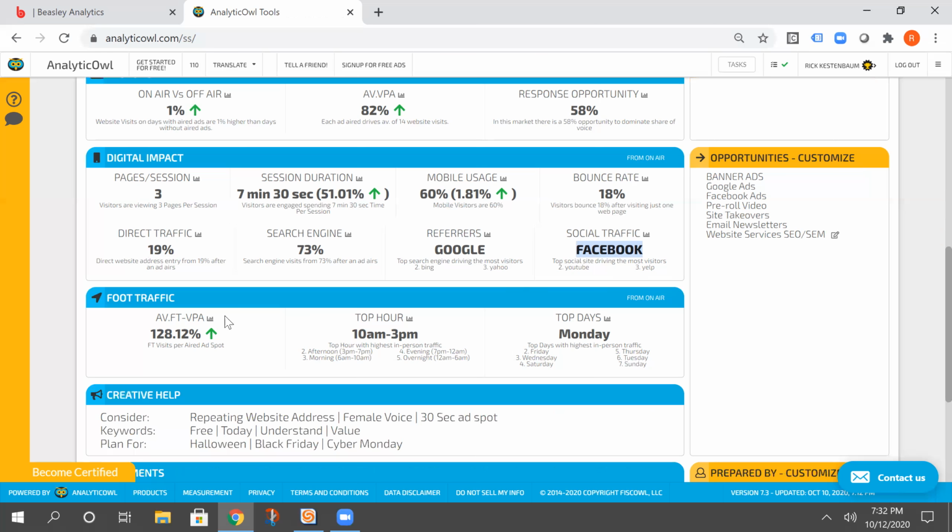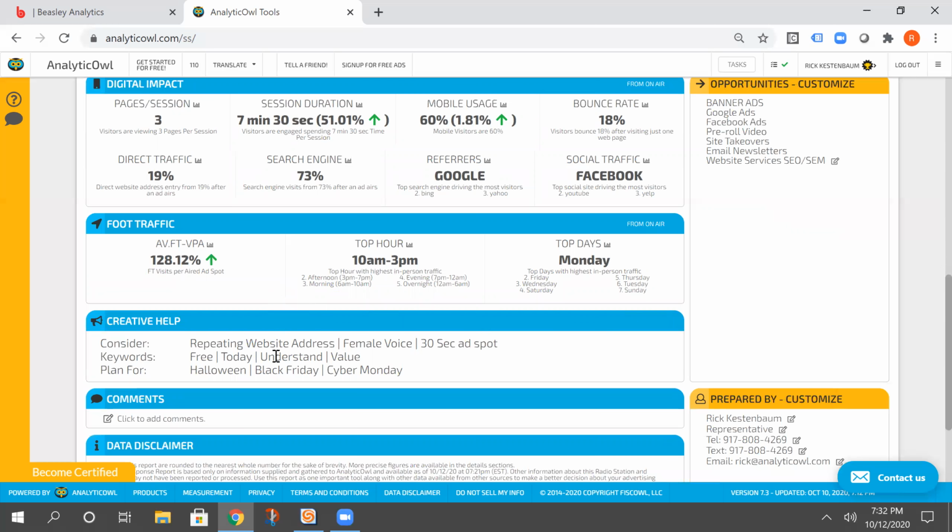You can give them some insight into foot traffic. 128% per aired spot increase in foot traffic in this market. Top hour seen, 10 a.m. to 3 p.m. Top day, Monday, again, pointing to early in the week, breaking the conventional wisdom.